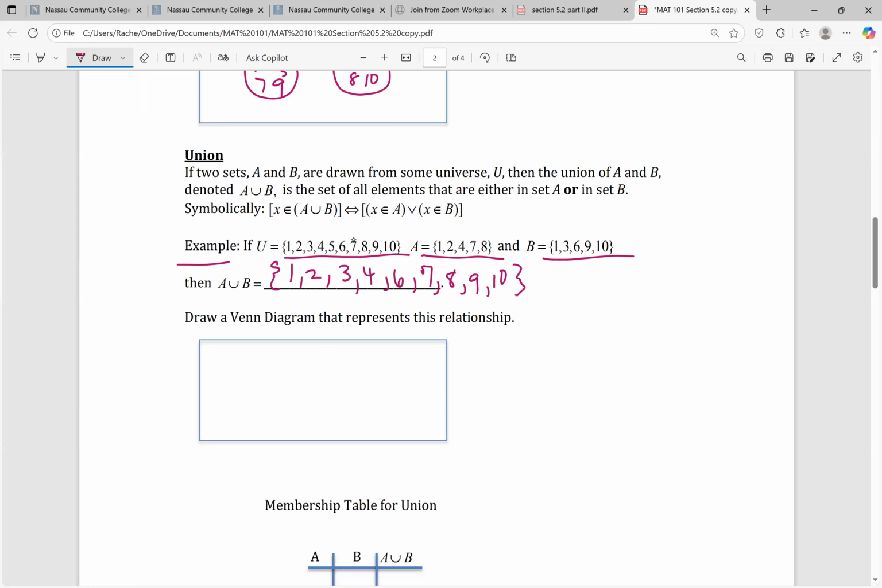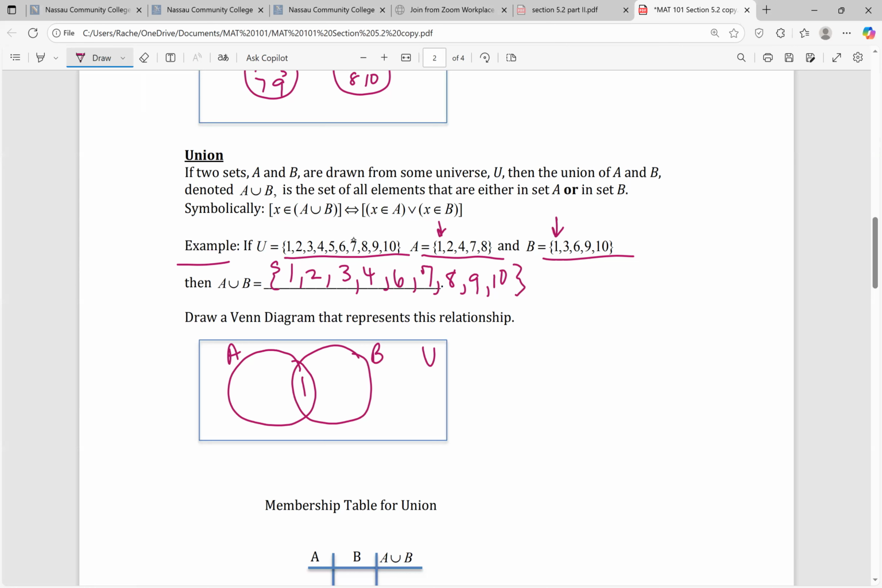So if we want to represent this using a picture or a Venn diagram, if I draw my two sets A and B, they are overlapping, right? Because they both have a 1 in common. You see how they both share a 1. So that's going to be where they overlap or have an intersection.